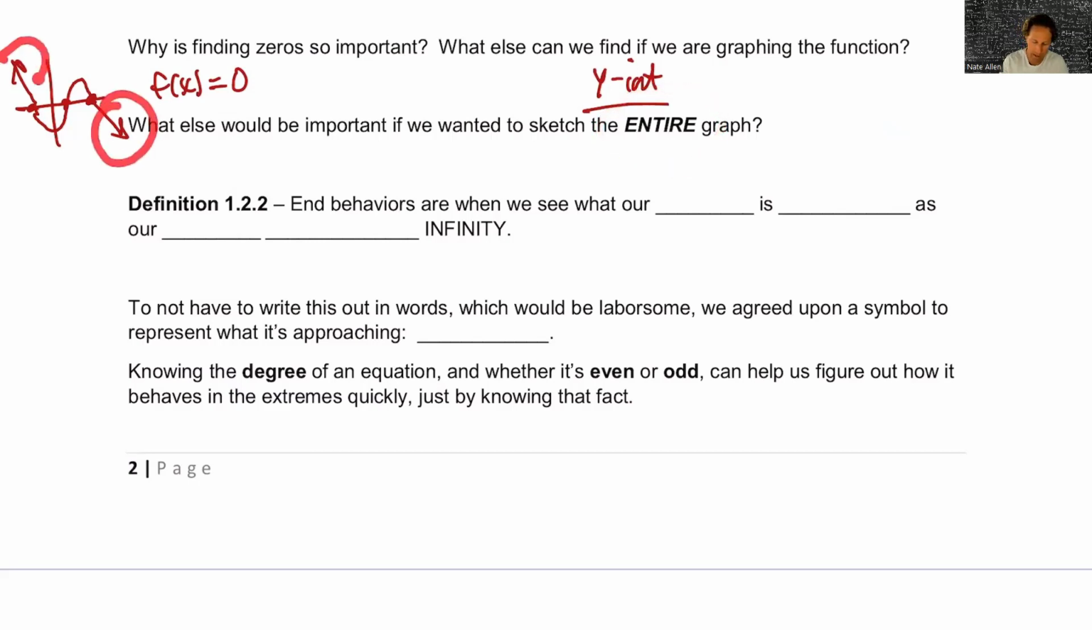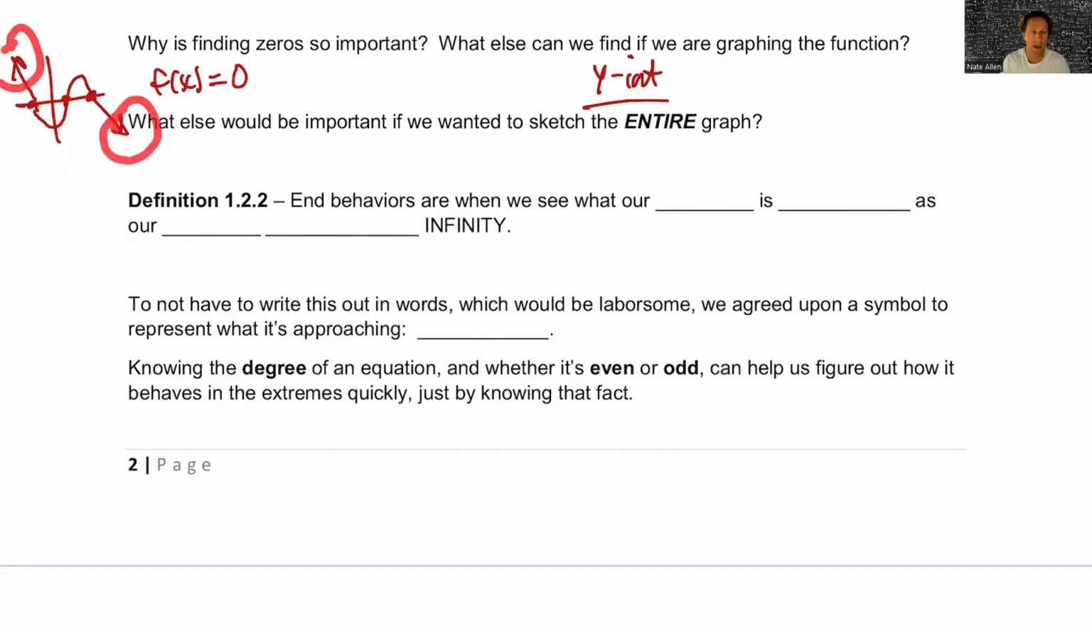Well, what about everything out here? This is just a tiny little window that we're looking at. Oftentimes, 10 to negative 10, if you have your graphing calculator, is what the parameters will be for both the x and the y-axis. So we want to also be able to find not just where it's above and below, where it crosses through our x and our y-axis. We also want to know what happens way out to the right and the left. We call that the end behavior. That brings us to our next definition.